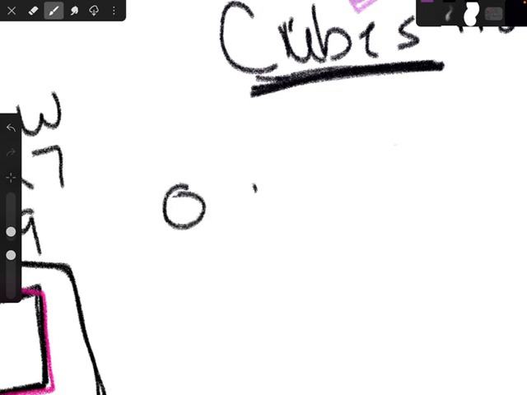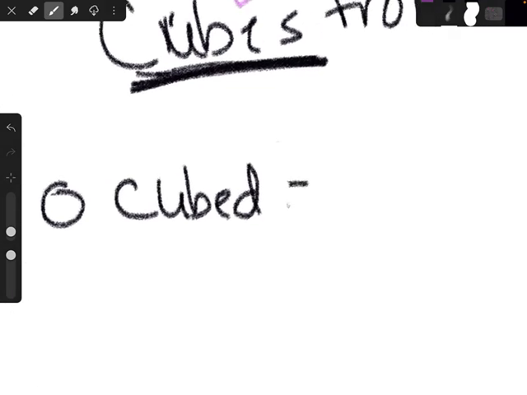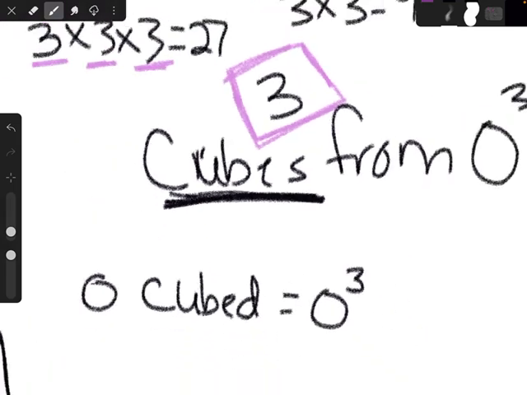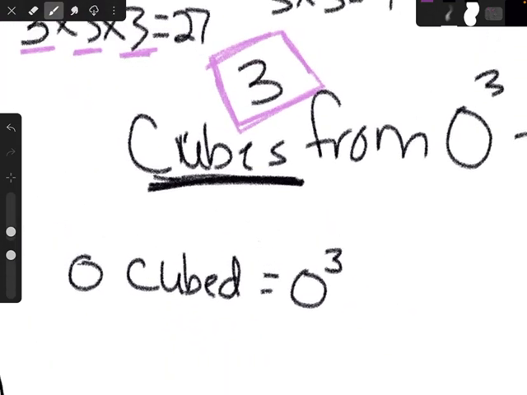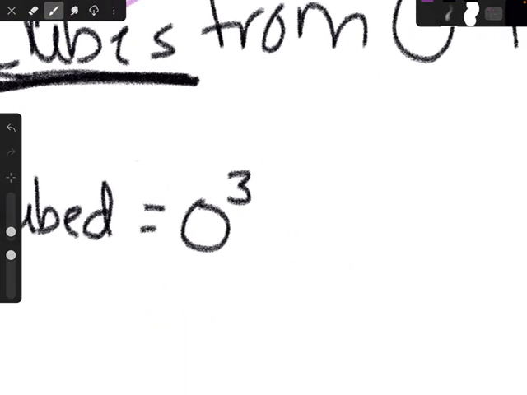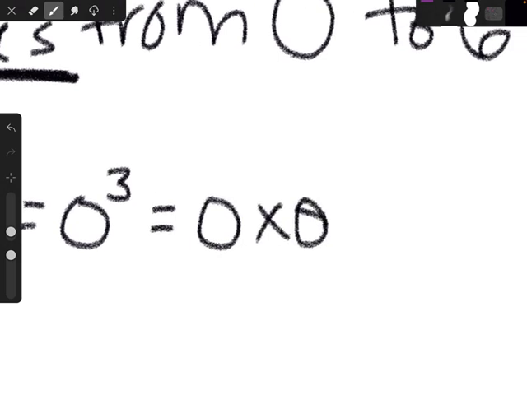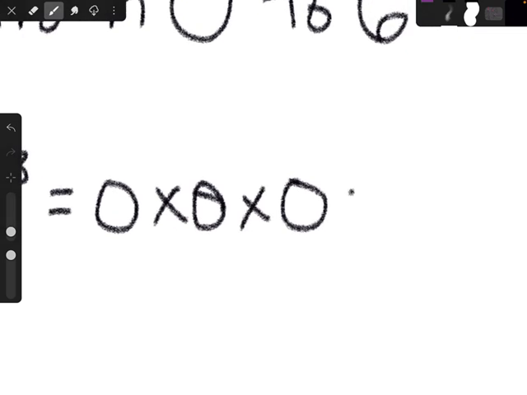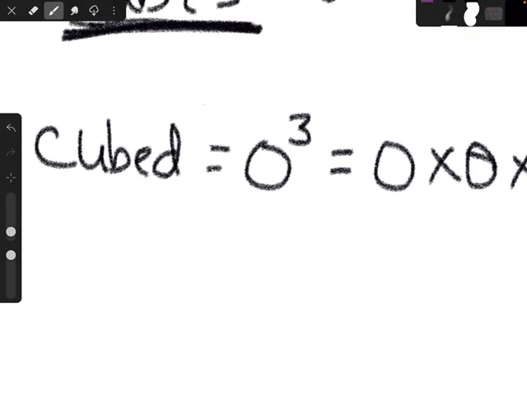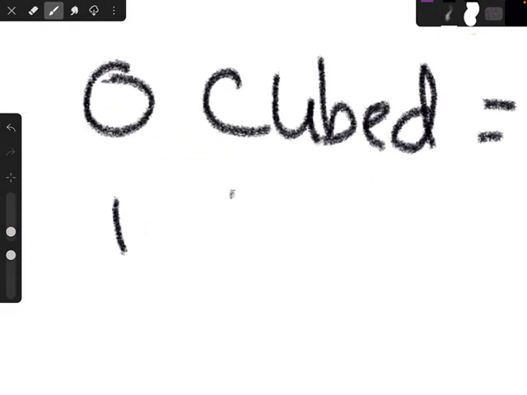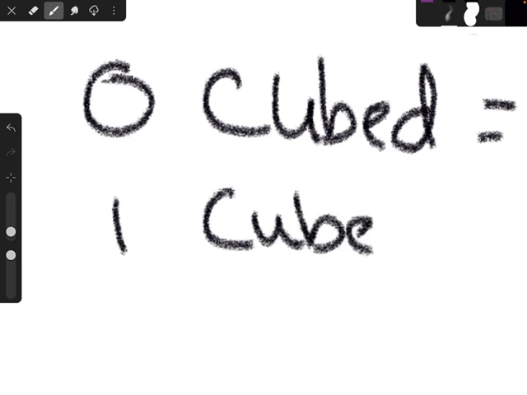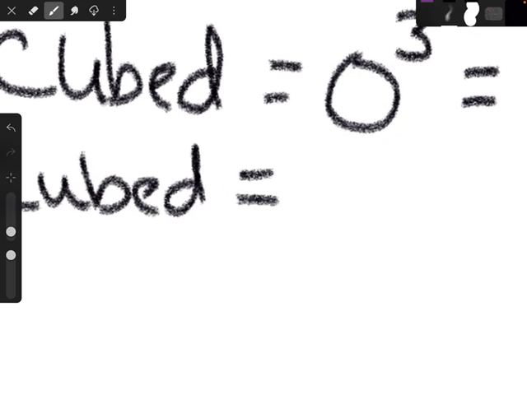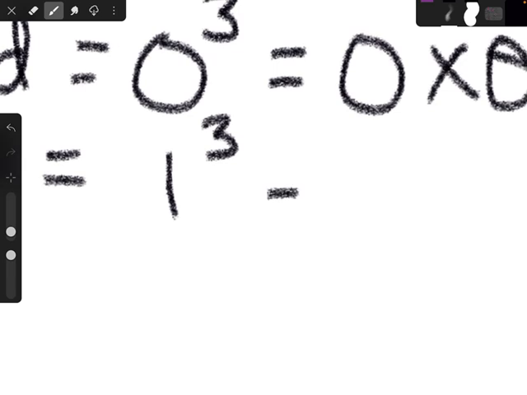All right, so this is 0 cubed. 0 cubed equals 0 to the 3rd, right? And remember 3 cubes, 3, put those numbers and those words together, okay? And here's the pattern. Listen up, okay? 0 times 0 equals what? 0. Let's do that again. What if we do 1 cubed? Remember, cubed is a 3, so 1 to the 3rd.